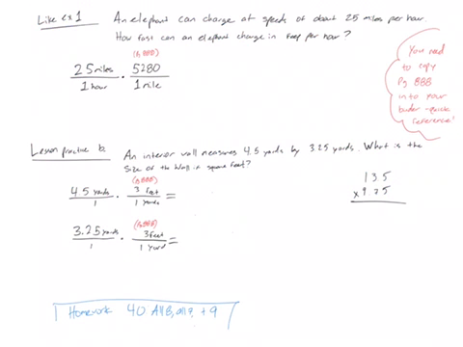Alright, so this is like example 1. An elephant can charge at a speed of about 25 miles per hour. How fast can an elephant charge in feet per hour? In feet per hour. Alright, so what I did is I just took this ratio, or this speed, this rate that it gave us, 25 miles per 1 hour. And I wrote it as a fraction. Miles per hour means this many miles on top, 1 hour on the bottom, right there, denominator.